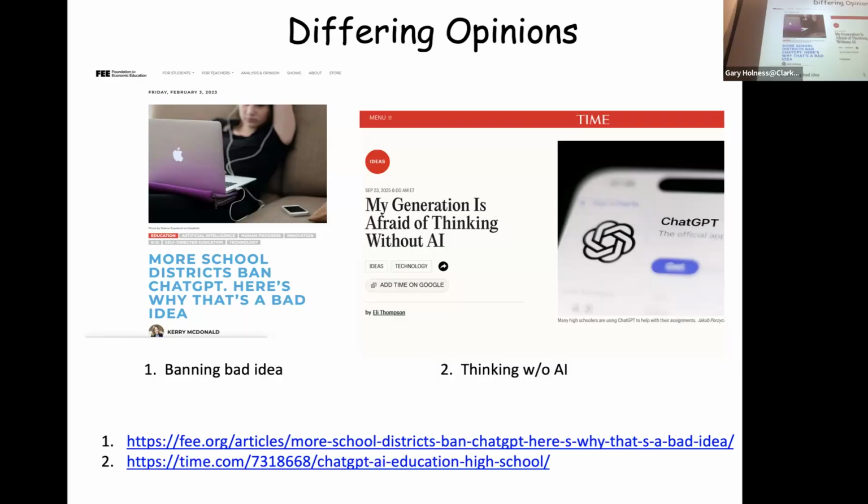In particular, in K through 12, a lot of schools use Google Classroom, and Gemini is being rolled into Google Classroom. And it's been shown that these large language models shunt critical thinking, right? And so, again, like any tool, it's really important to understand and develop best practices for how it's used because there is a human impact.